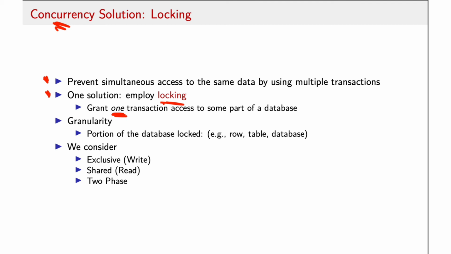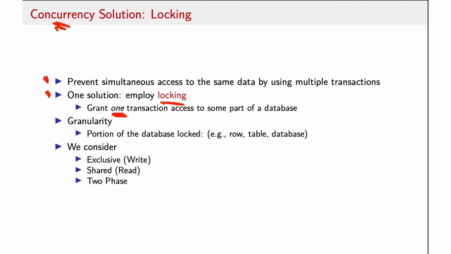Now, a simple-minded way of doing locking would be to just say, well, only one transaction at a time can access the whole database. That's going to solve the problem in sort of a trivial way, right? Because no two transactions can ever be active at the same time. However, it's also going to mean that performance is going to be terrible.